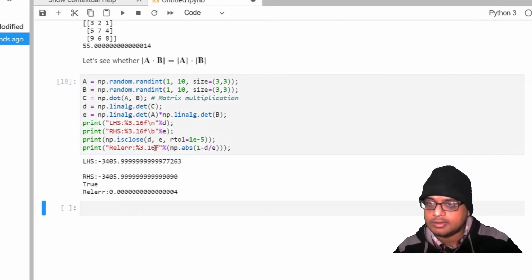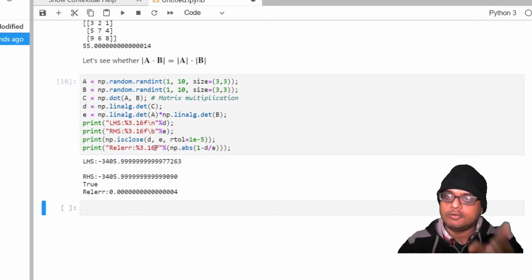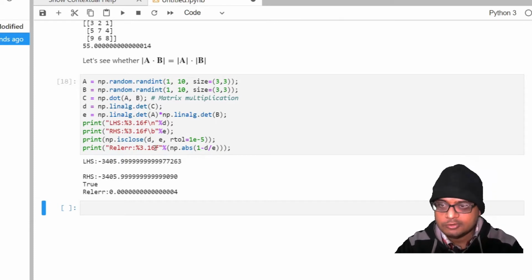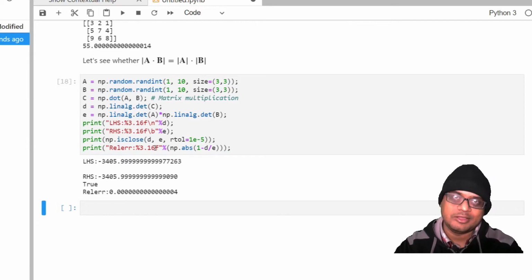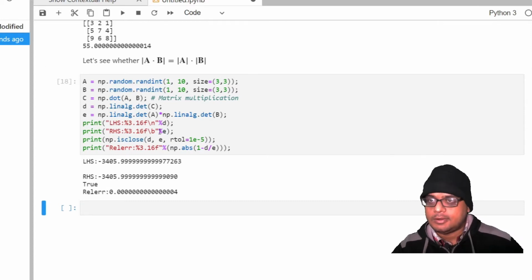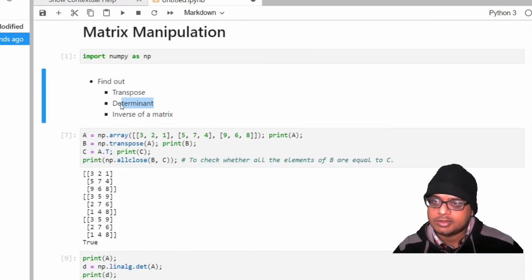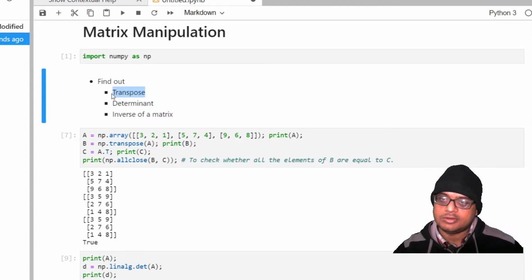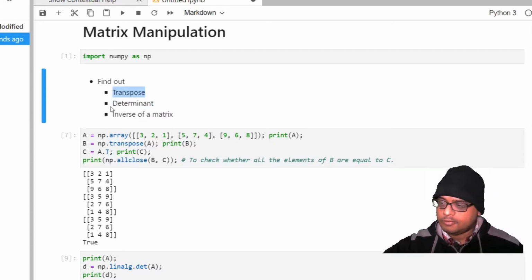In fact, it's all the way and the last digit becomes 4. So because the relative error between these two numbers is quite small, for all practical purposes in our calculation we can consider these to be equal. Alright, so we have so far considered the determinant, we have so far considered the transpose. Let us now proceed to find out the inverse of a matrix.